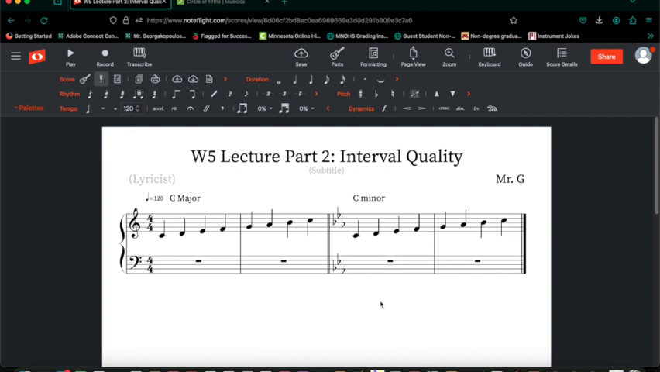Part 1 discussed what intervals were and why we assign certain numbers to them based on the literal distance between the two different notes that make up an interval. Just a brief review before we get started on part 2.